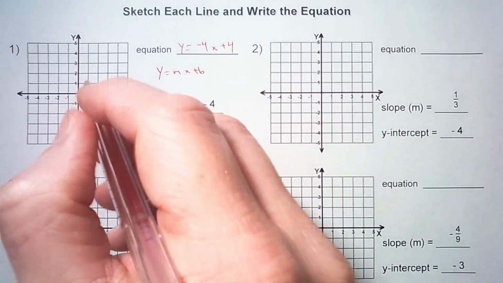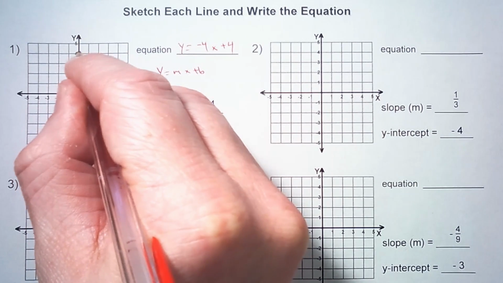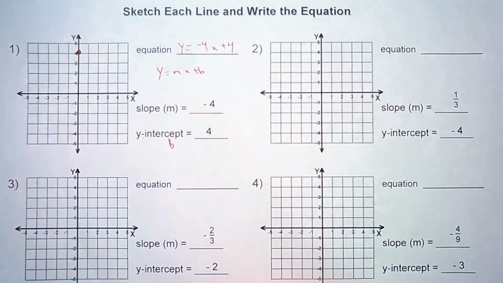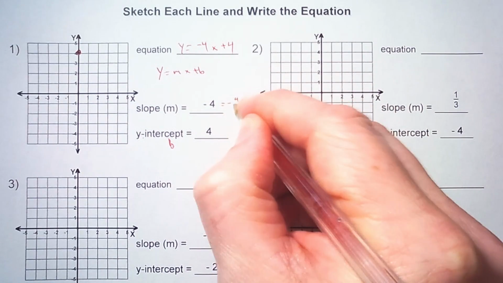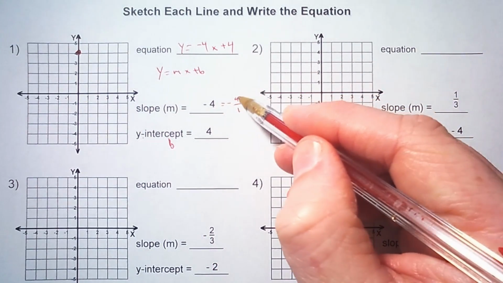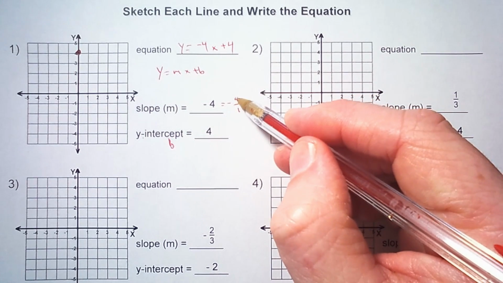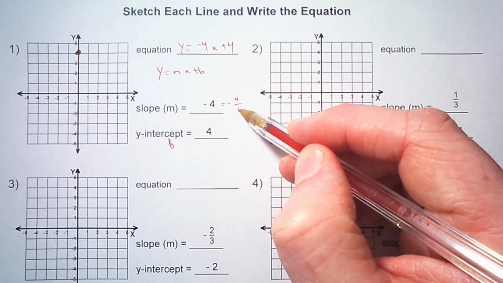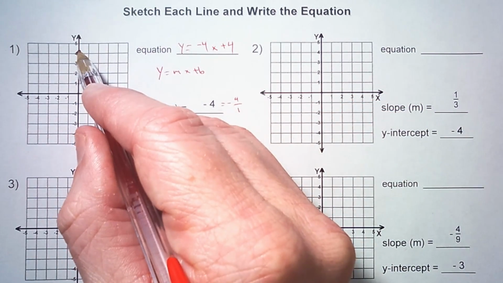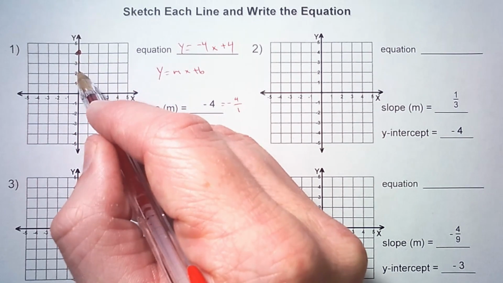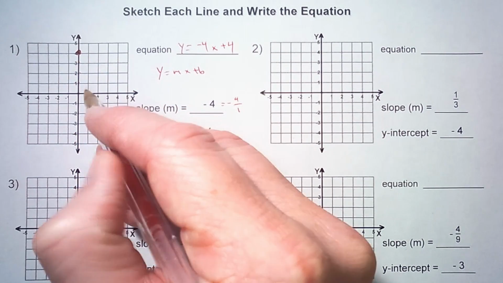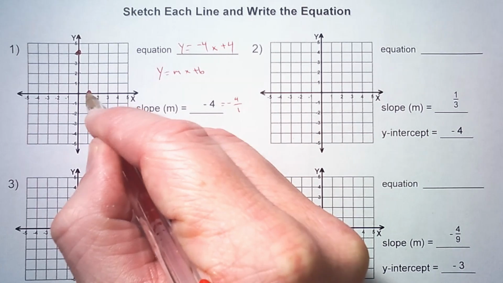So we have a y-intercept of 4, so we're going to cross the y-axis right here, up 4. Then we have a slope of -4, which is the same as -4 over 1, and slope is rise over run. So we are going to rise -4 and run 1. So a rise of -4 means we go down 4. And run 1 means we go right 1. And we'll do that again.